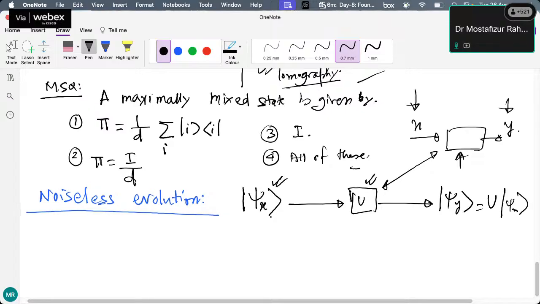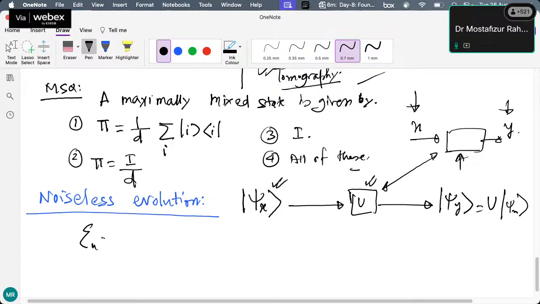We can represent the evolution ensemble as p_x of x and U of this psi x. Initially you had the ensemble as the probability of x and psi x, and in the evolution the probability of x is the only randomness coming in through psi x, but not in the evolution. So the evolved state is just U times the initial state, U times psi x.